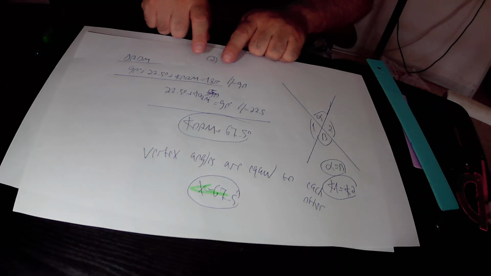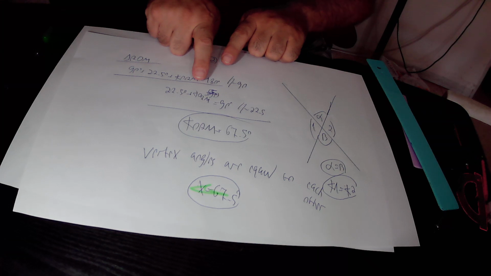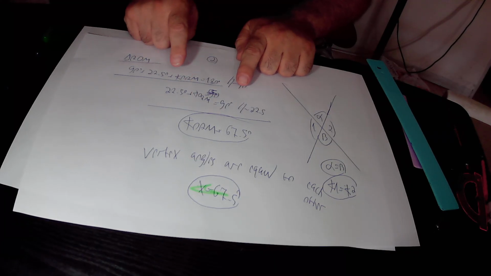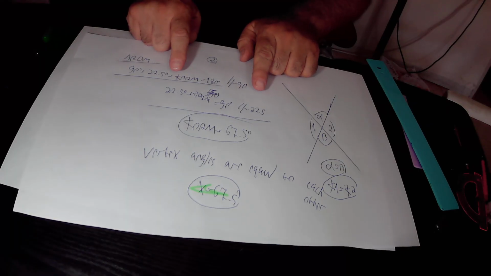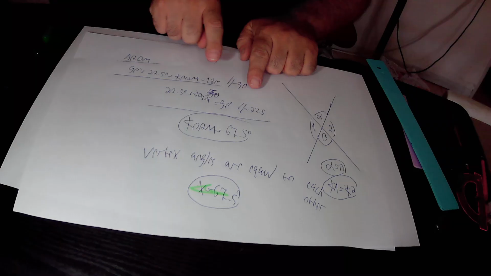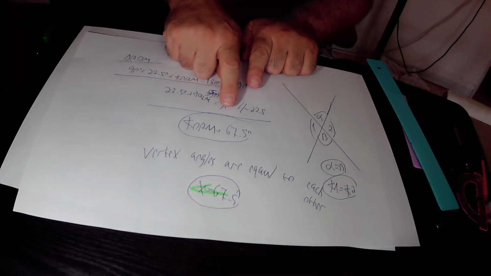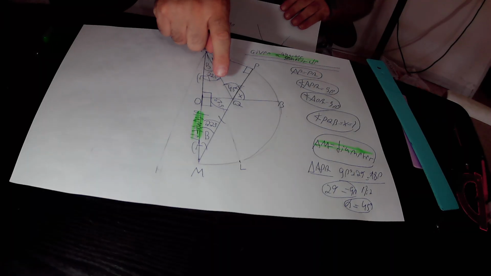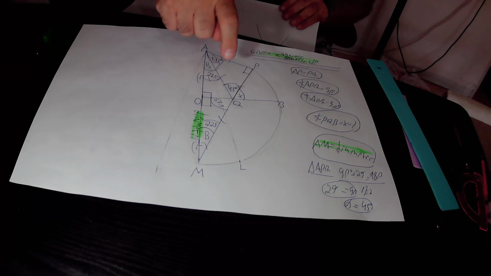So 90 degrees equals 22.5 degrees plus the size of the missing angle OQM. Here we subtract the 22.5 degrees from this equation and find out that the size of the missing angle OQM equals 90 degrees minus 22.5 degrees. 90 degrees minus 22.5 degrees is equal to 67.5 degrees. So the size of this missing angle OQM is equal to 67.5 degrees.